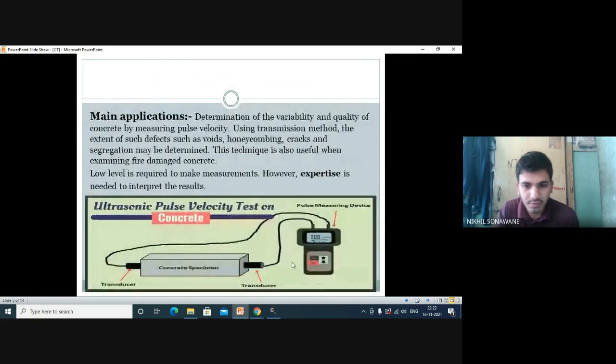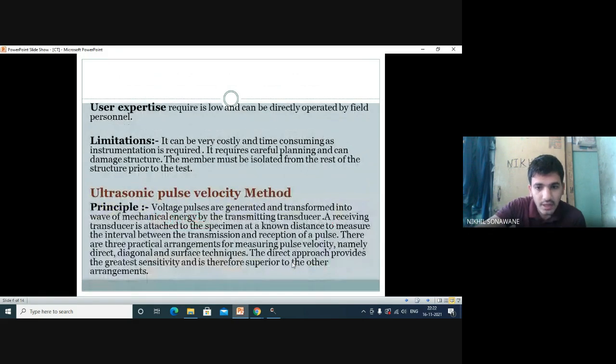This can be explained from this image. Here it is shown that a concrete specimen is there, and transducers are connected at both ends, which are connected to the pulse measuring device. So the wave is transmitted by the transmitting transducer, and the time required to reach the other end, that is the receiving transducer, is noted. In this, three techniques are used, namely direct, diagonal and surface technique.